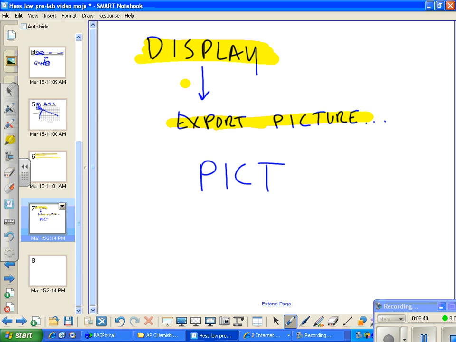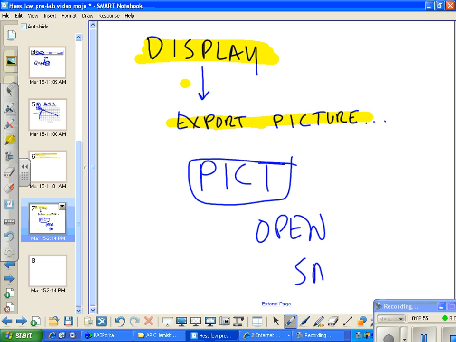So what you need to do is after you save it, export it as a PICT file, since we're using the Mac, open it back up. So open that file back up. We'll call it reaction 1, reaction 2, reaction 3. That's the easiest way to do it. Open it back up and then just hit save as using the preview software. You can hit save as a, what's it called?